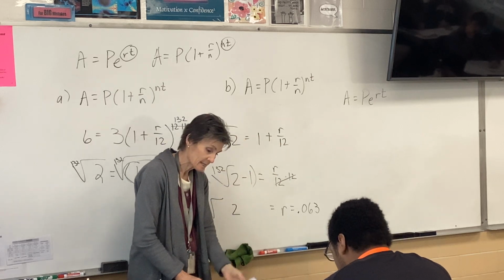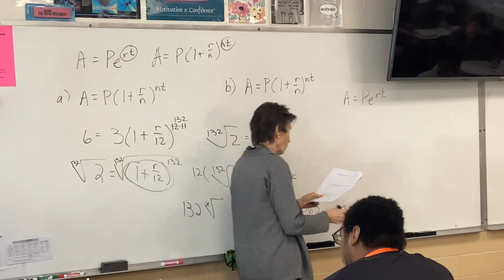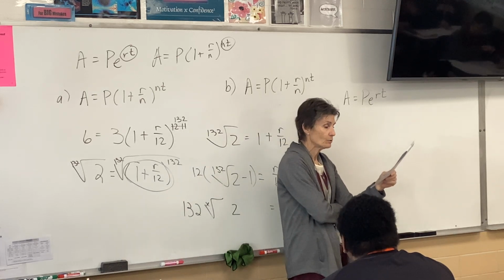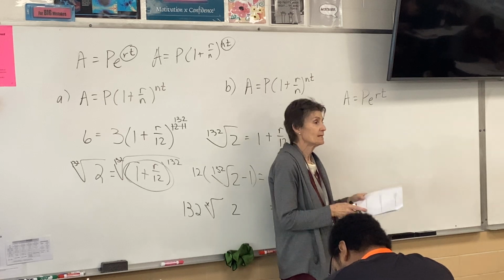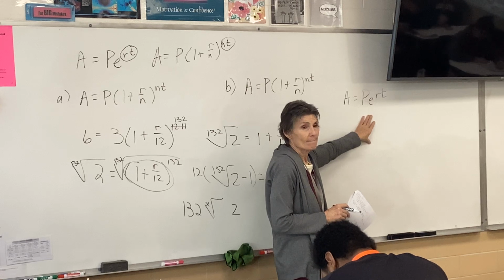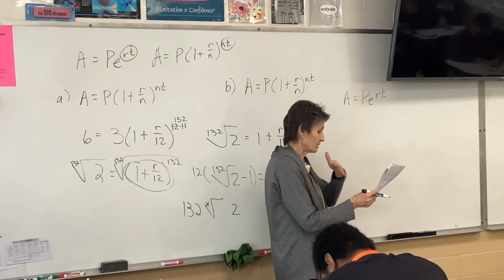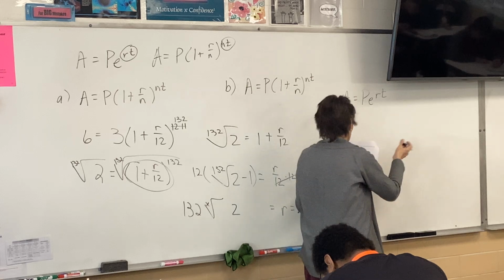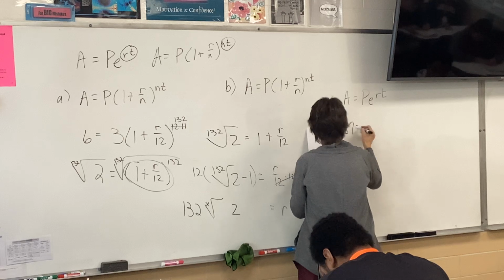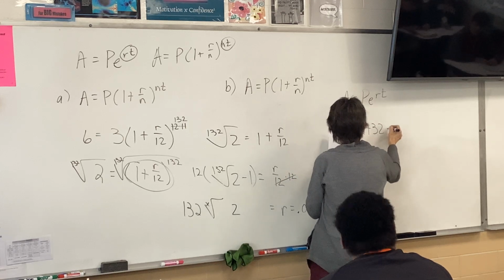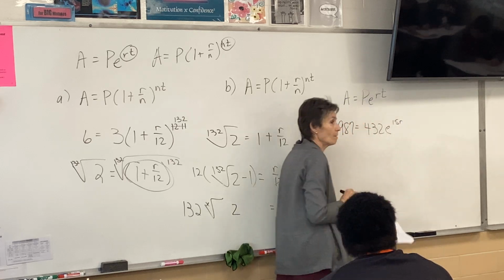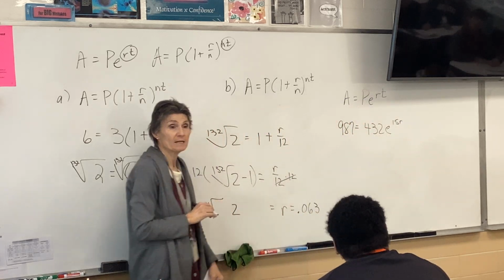So let's skip down to C. What is the growth constant for logarithmites if a population of 432 grows into 987 in 15 hours? So you decided this was your formula. All right, so where are you sticking things in? What's it gonna look like now? 987 equals 432 E to the 15R. I don't know R, but I do know T is 15.